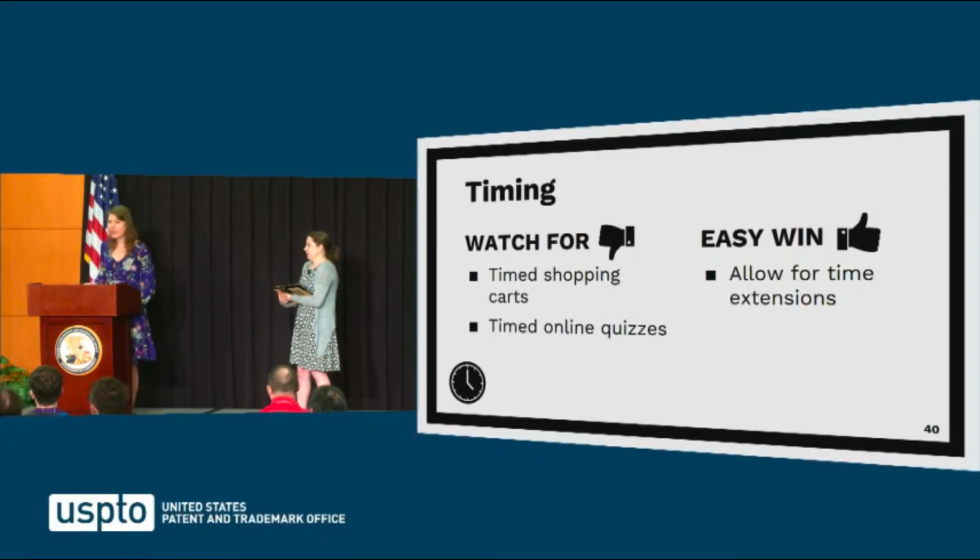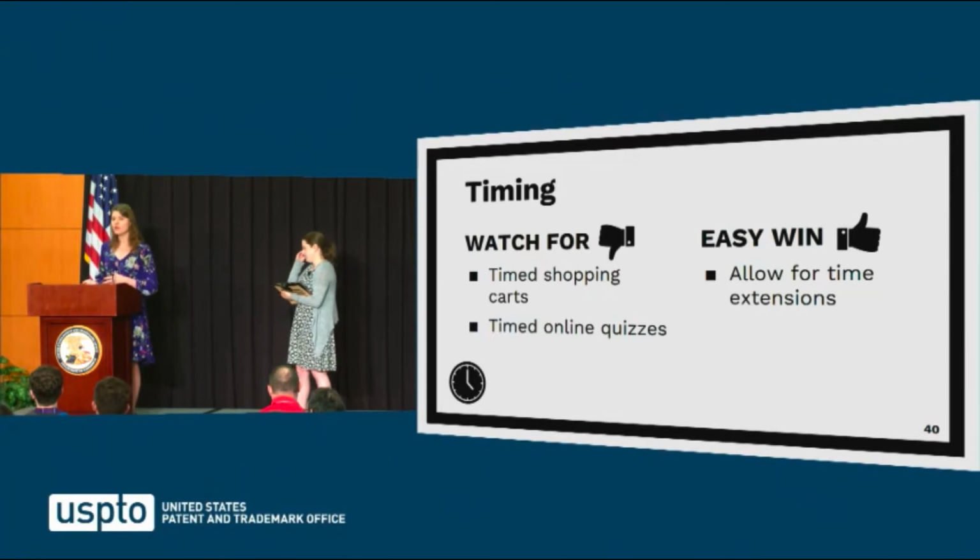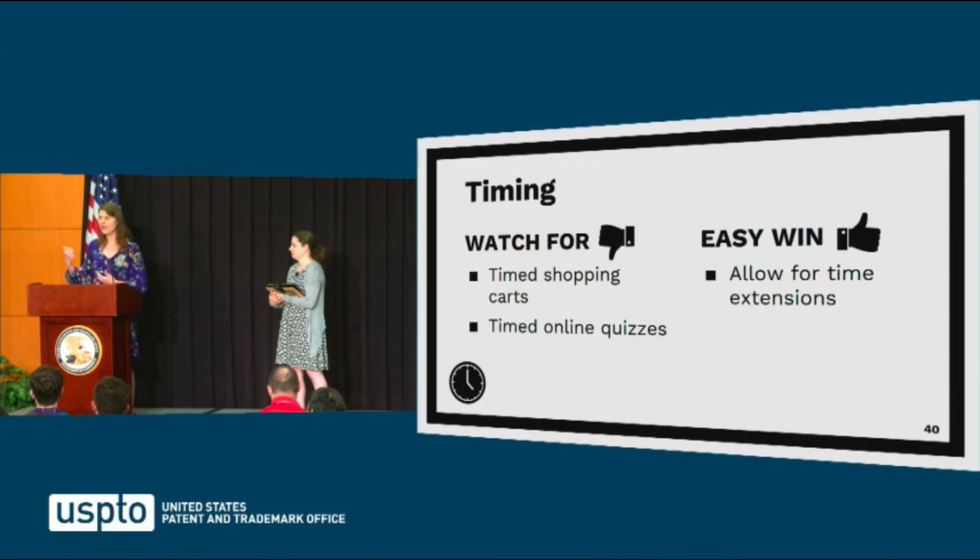So things we want to watch out for, timed shopping carts or potentially timed online quizzes. And an easy win here is to allow for time extensions. So in that example, maybe you have an accessible CAPTCHA that pops up so that you can request more time while confirming that you are indeed not a robot.